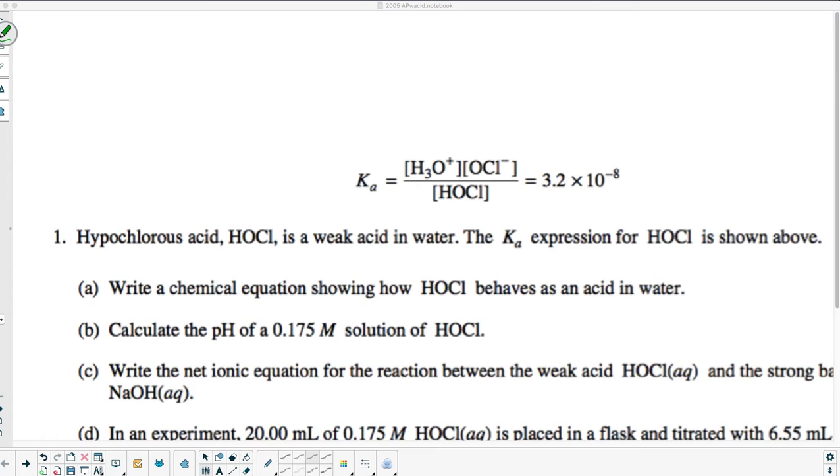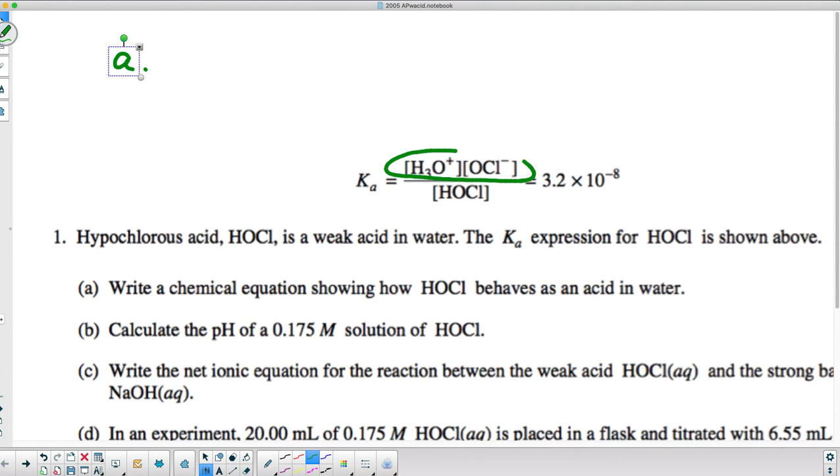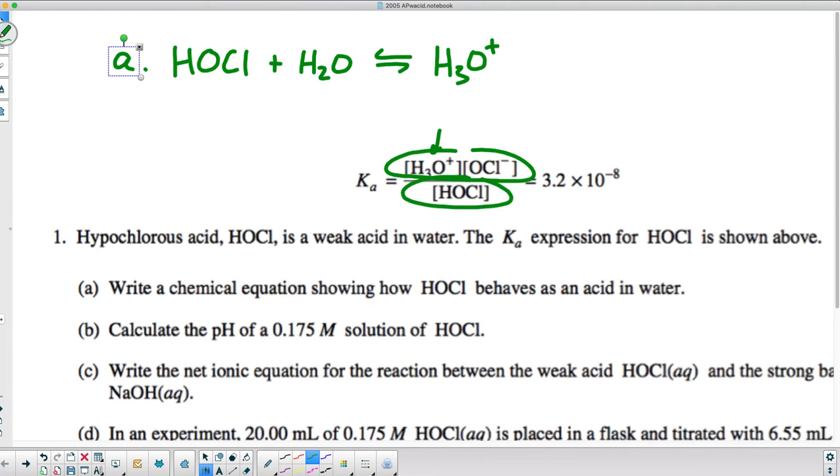write the chemical equation. I'm going to do letter A first. Of course, we have products over reactants. So there's our products, there's our reactant. When I write the HOCl, I'm going to definitely add it to water. That way, I can produce the H3O, the hydronium ion, and the OCl minus. Okay, so this all works just like that.